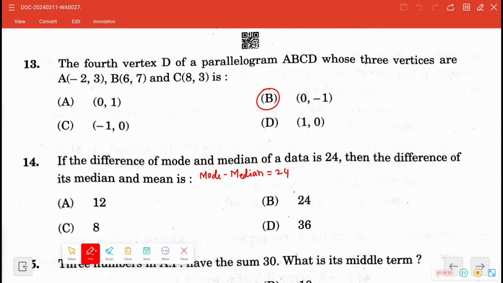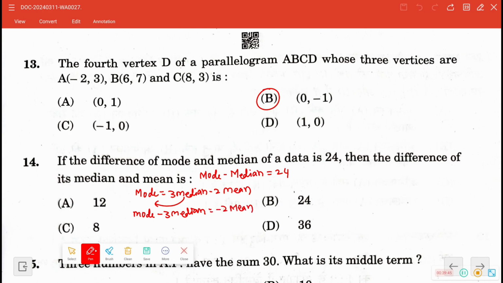We want median minus mean. We have a formula: mode is equal to 3 median minus 2 mean. Here you transpose median, then we get mode minus 3 median is equal to minus 2 mean.